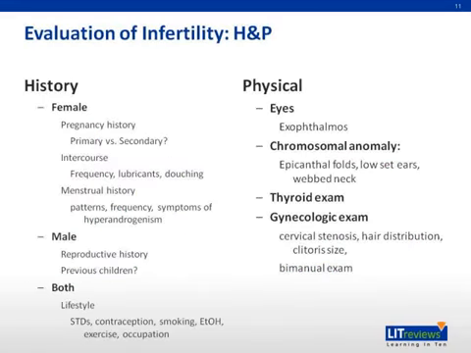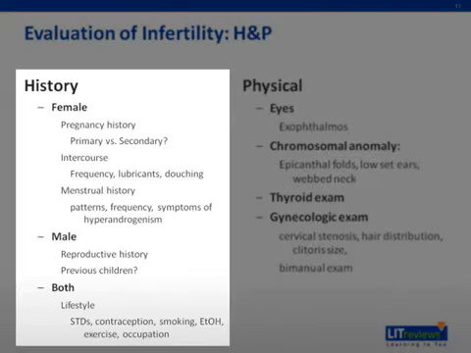So on to the assessment. The first part of a good evaluation is a good history and physical. You need to pay specific attention in the OBGYN history to things like, has the patient gotten pregnant before? What has changed in her life between pregnancies? Things like weight, surgery, or her partner. You also want to know about a couple's sex life and ask questions about how frequently they're having intercourse, any lubricants, or douching.